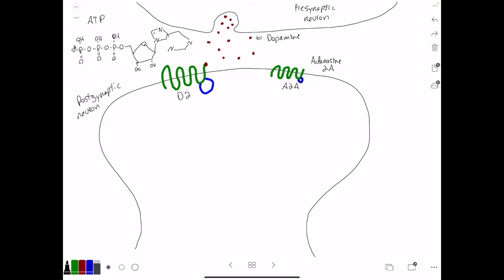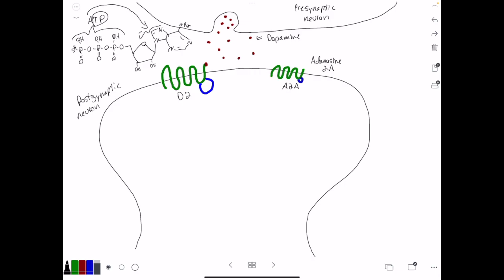And the reason why I'm drawing it here is because I'm going to have to poke into our presynaptic neuron here. I'm going to show another molecule that's very similar to ATP, right? And so this right here we have our triphosphate group here, and our adenosine is this section here of the molecule.